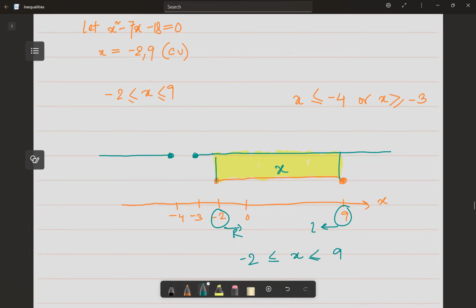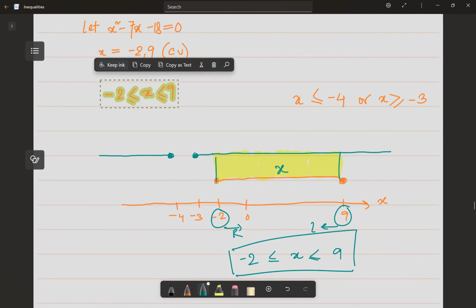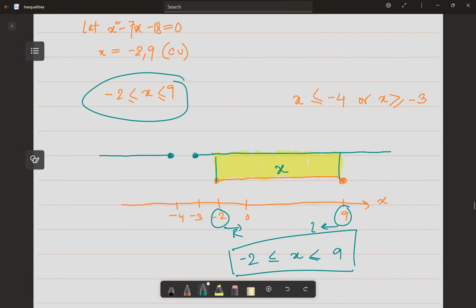So this final answer, the answer that we get from combining these two inequalities, coincides with the answer that we have here. They come as the same one. I hope that there is no other confusion on how we can combine quadratic inequalities. With this, we are done with the topic of combining inequalities.